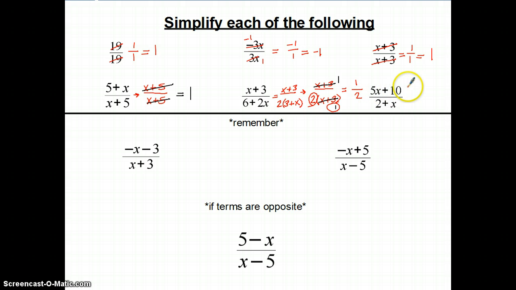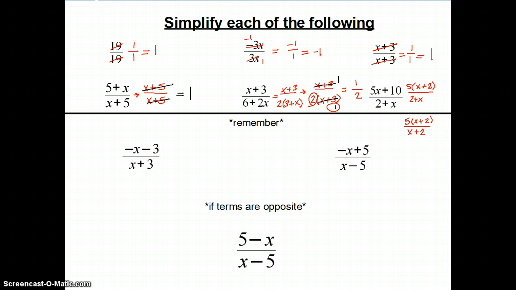Last, I may factor out a 5 from my numerator, leaving me with x plus 2, and in the denominator, I have 2 plus x. Now I'm going to rearrange these so that my factor in the numerator matches that 2 plus x in the denominator, or the other way around. Since I have 5 times x plus 2 in the numerator, I'm going to rearrange my denominator so that that x comes first. I have positive 2 plus x, which is the same as positive x plus 2.